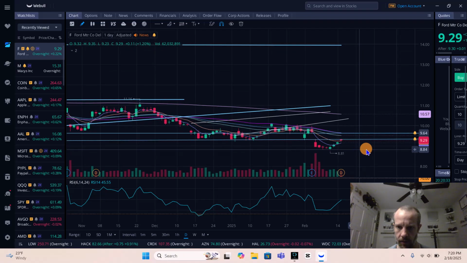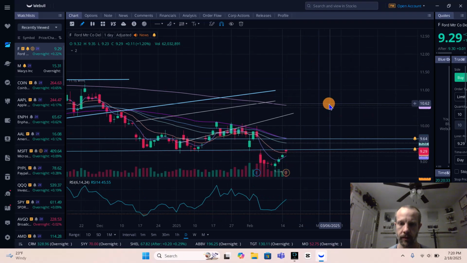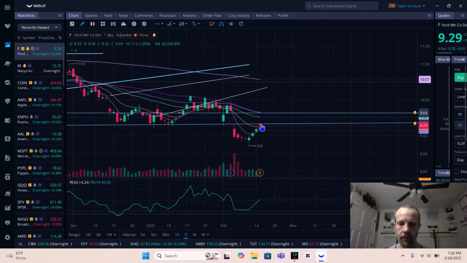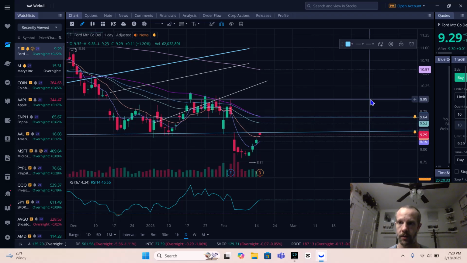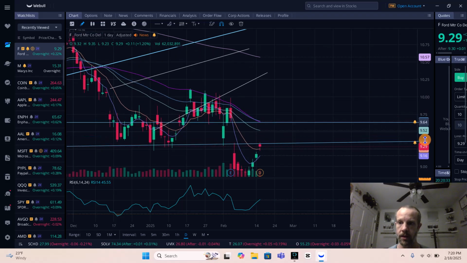So, to try to make it a little easier to see, if over the next day or two we can get a candle close above the 9.30-ish area, then might be a good time. Not 9.30, the high of the candle was 9.35, so that's probably where we need to break, 9.35, and then filling this gap all the way up to 9.65 should be a guarantee.